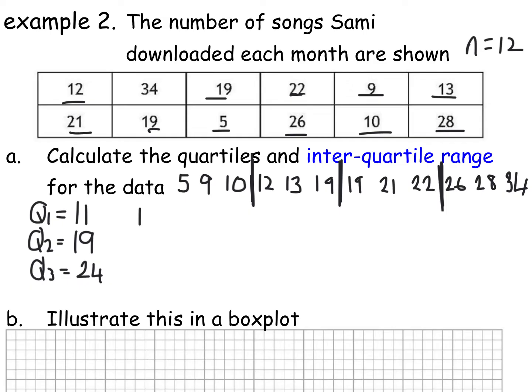It's also asked me for the interquartile range. The interquartile range is Q3 minus Q1. So 24 take away 11, which is 13. So that's part A done. Part B asks you to draw this information in a box plot.